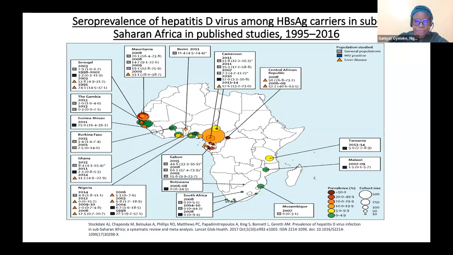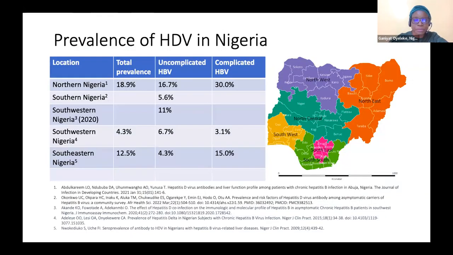So back home in Nigeria, what do we have? In Nigeria also, we have a variation in the pattern by geographical location. The northern parts of Nigeria record a much higher prevalence. A study done by Abdul Karim et al. found a total prevalence of 18.9%, with 16.7% in uncomplicated hepatitis B and about 30% in complicated hepatitis B.